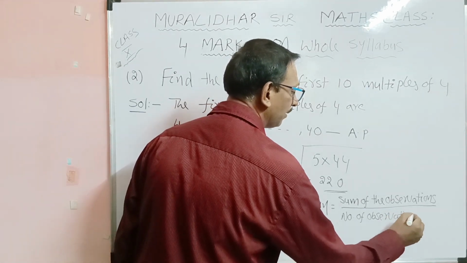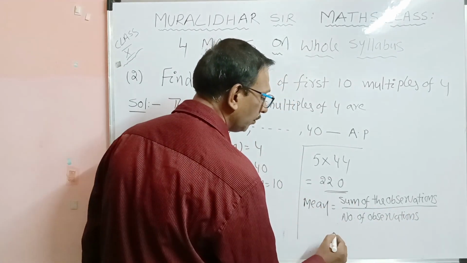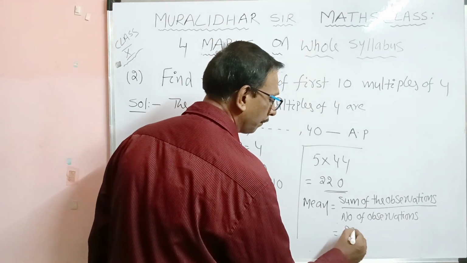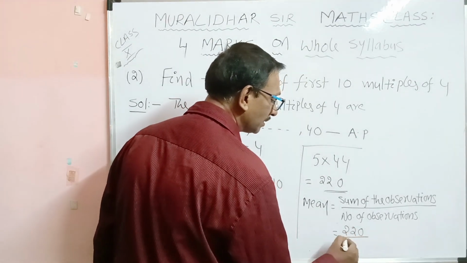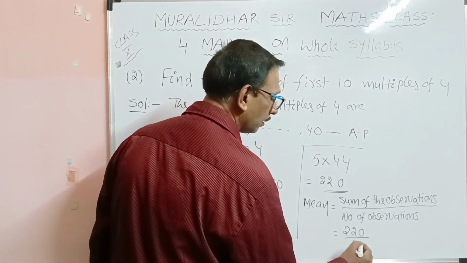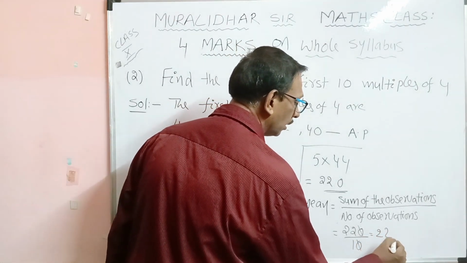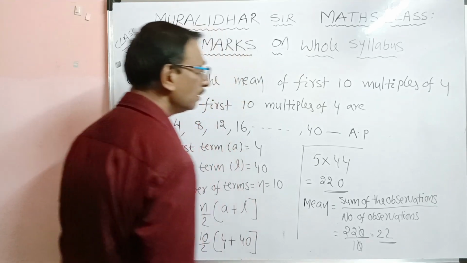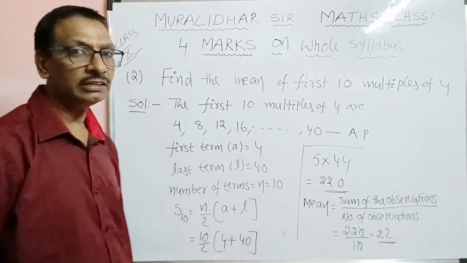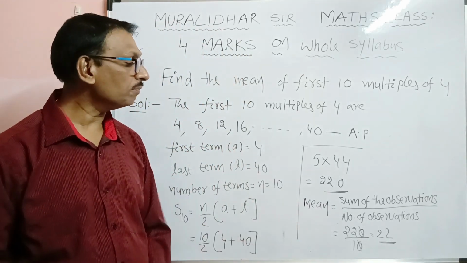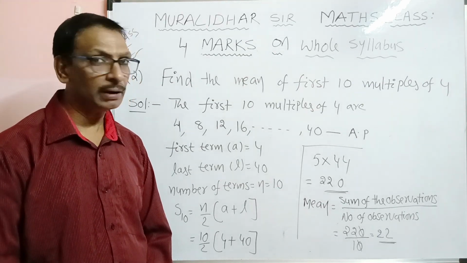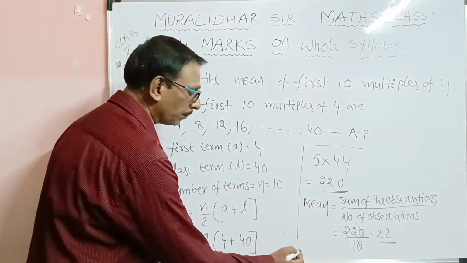Sum of the observations is 220. Number of observations are 10. Now 0 and 0 is cancelled. Now the answer is 22. Now this is the mean of the first 10 multiples of 4.